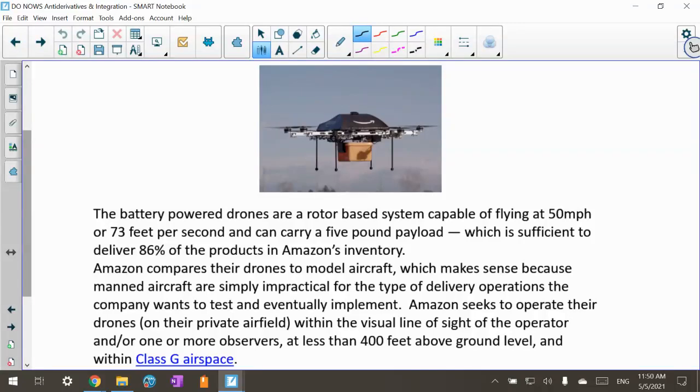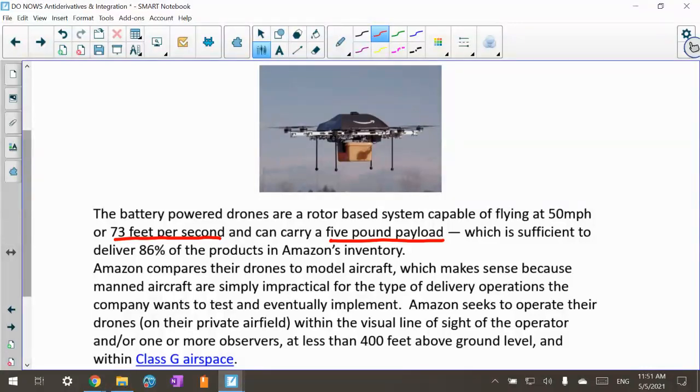Okay, this video is for my Calculus 1 class, and I'm talking about antiderivatives and motion, and I wanted to give you some practical examples. So this picture that you see here is an Amazon drone. They're battery powered, rotor-based systems capable of flying at 50 miles per hour or 73 feet per second, and can carry a 5-pound payload, which is sufficient to deliver 86% of the products in Amazon's inventory.